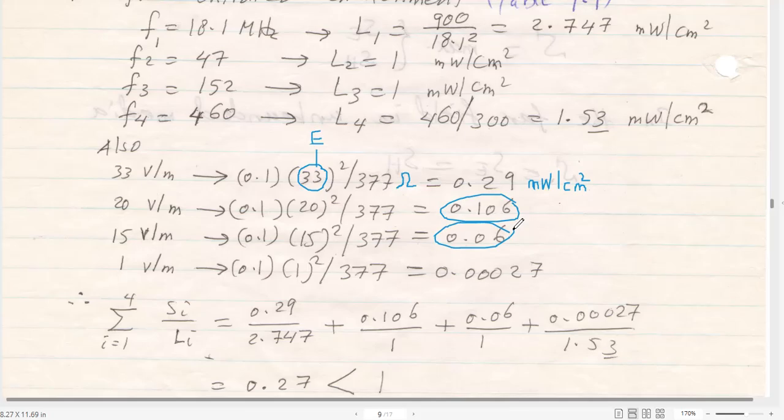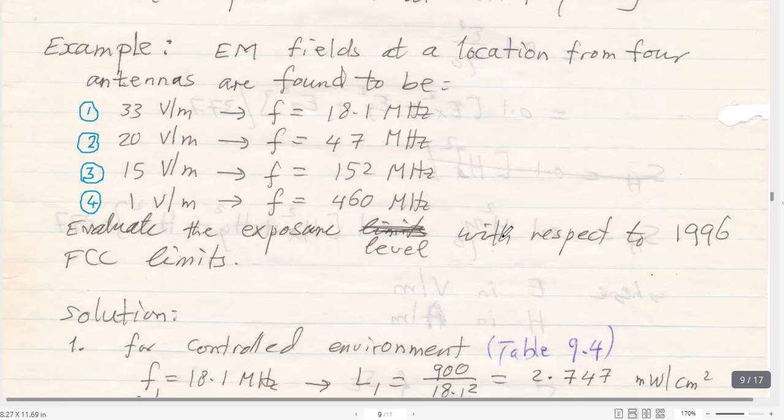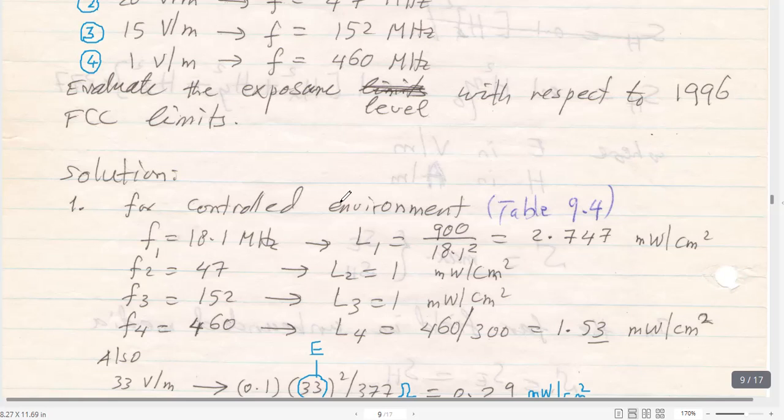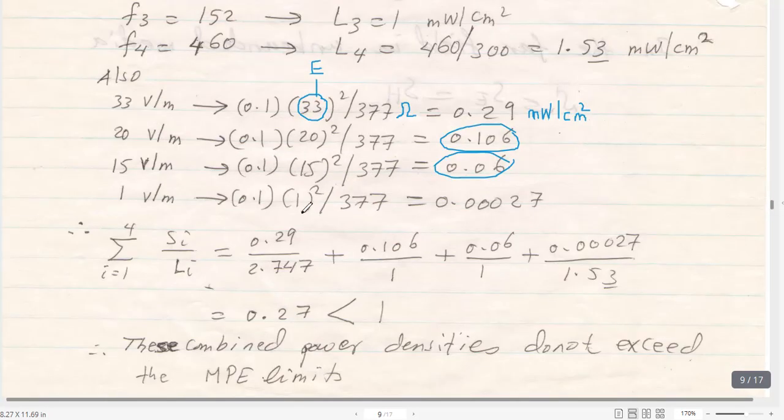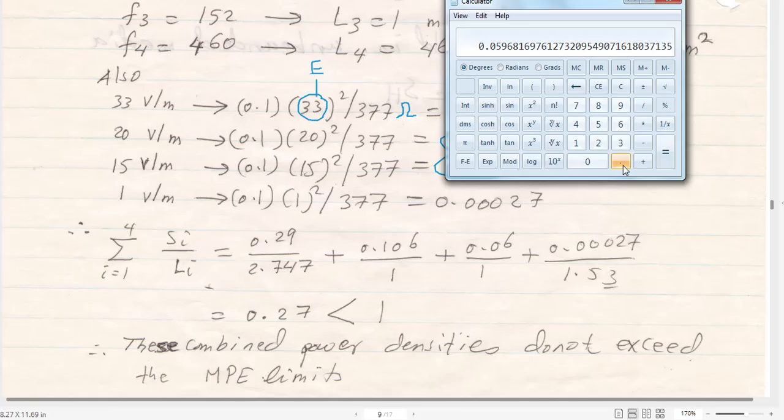The last one is only 1 volt per meter. Here it's 1 squared times 0.1 divided by 377 ohms, and the result is 2.7 times 10 to the minus 4.